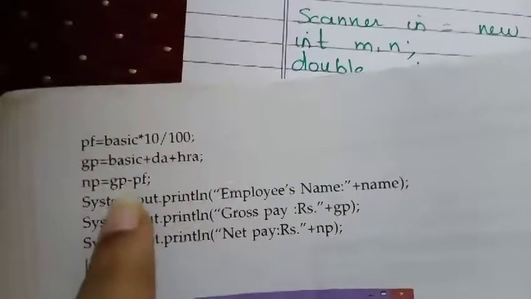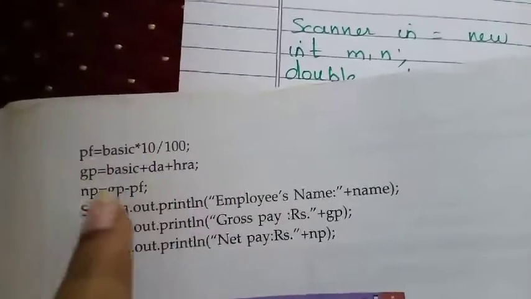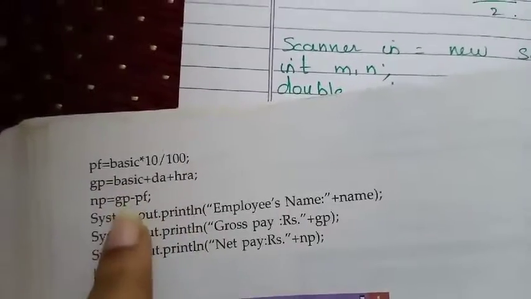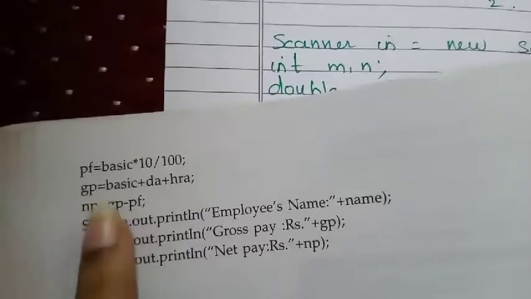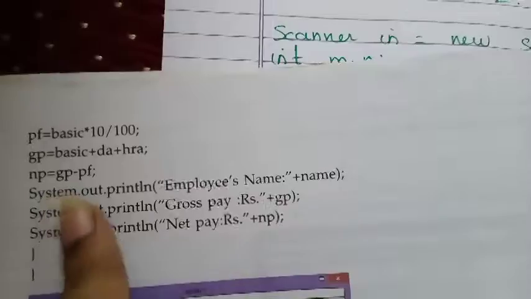And net pay is, after getting all these things, we have to subtract from the gross pay, that is PF, they will be taking it off. So subtracting PF from this gross pay, we get the net pay. The net pay means the salary which you get in your hand, that is called your net pay.